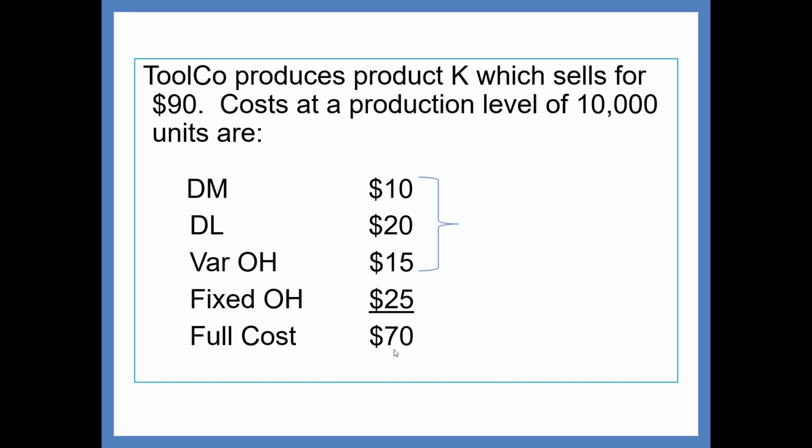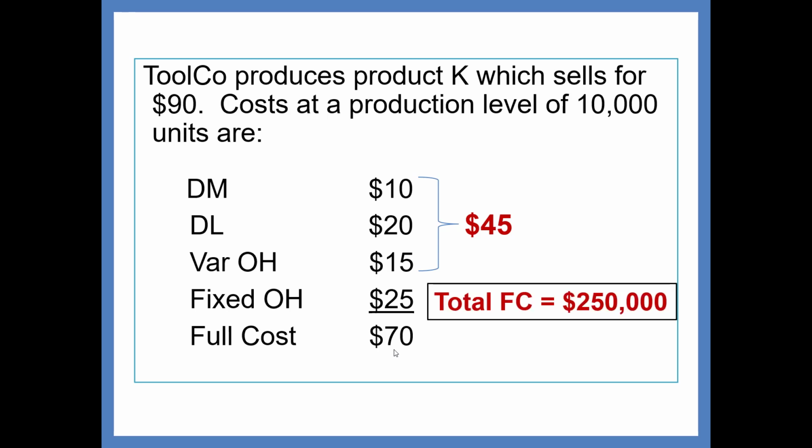First, I typically like to combine the variable cost of production because they do usually vary together. If you use materials, you're going to need labor and variable overhead. So these will combine to be $45 per unit. Now, looking at the fixed overhead, recall that we were told the total fixed overhead cost was $250,000. $25 is allocated to each unit because they allocate based on units, and there are 10,000 units.